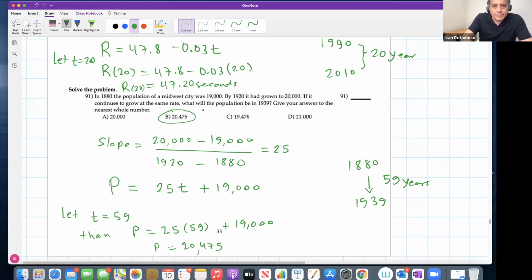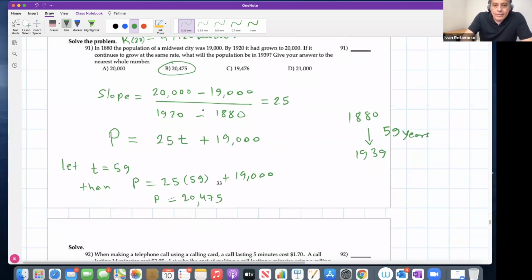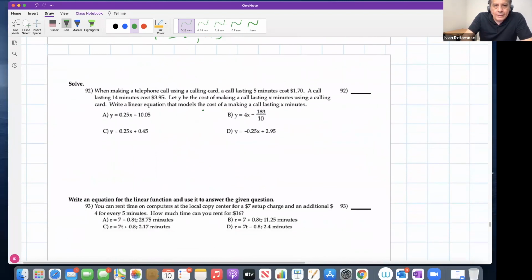Excellent, excellent. There you go. Right, this is if you deal with population, right? Now let's take a look at this one.